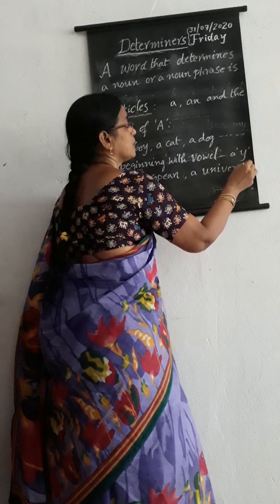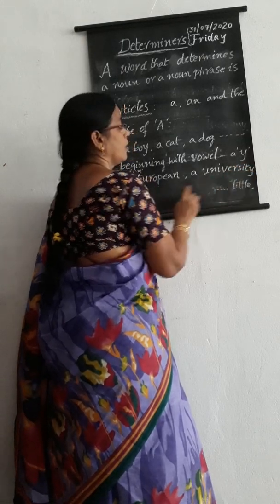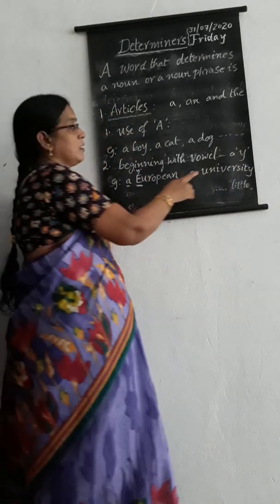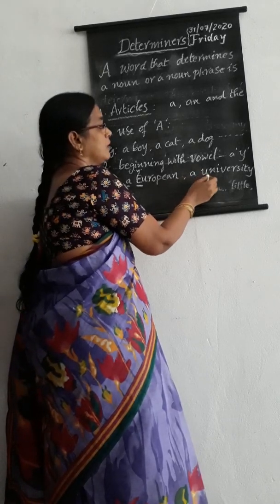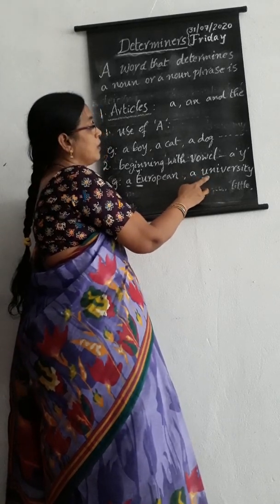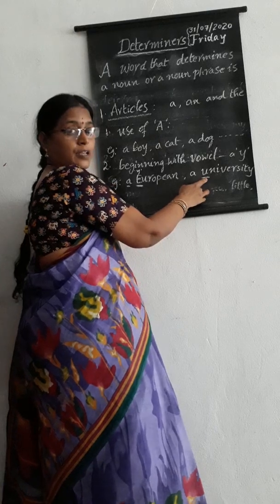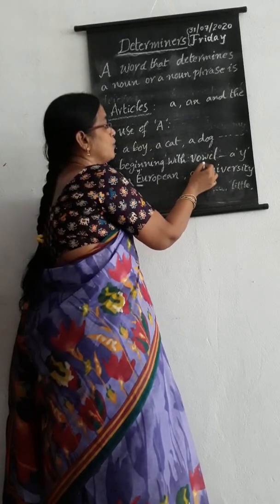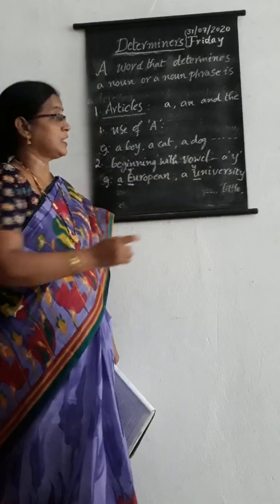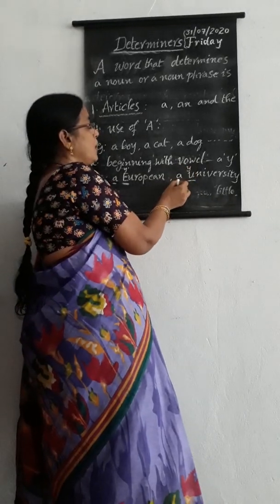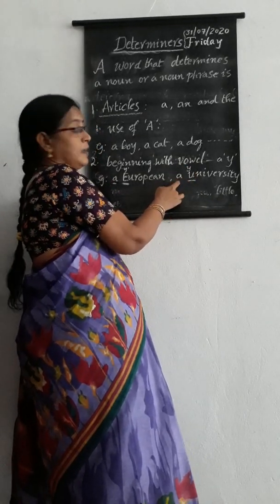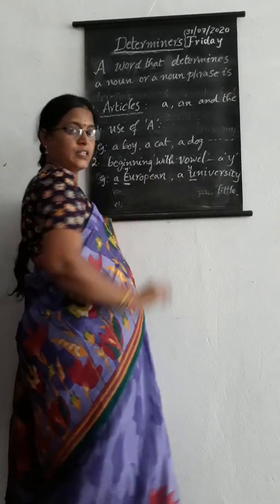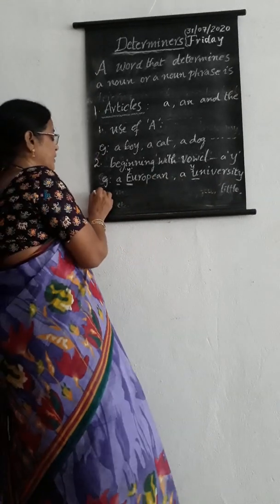Next, a university. A word beginning with a vowel. What is the letter here? U. It gives a Y sound. University, university. It gives a Y sound. So we have to use the indefinite article A. A university.